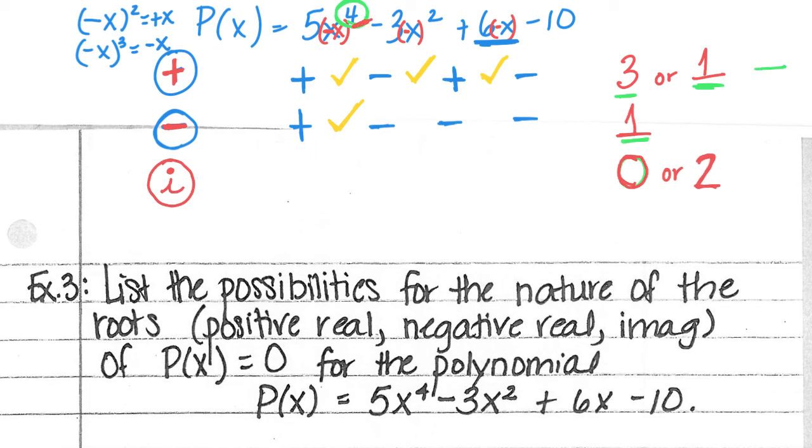So the number of positive roots will be 3 or 1. The number of negative roots will be 1. The number of imaginary roots will be 0 or 2. And that's how you use Descartes' rule of signs.